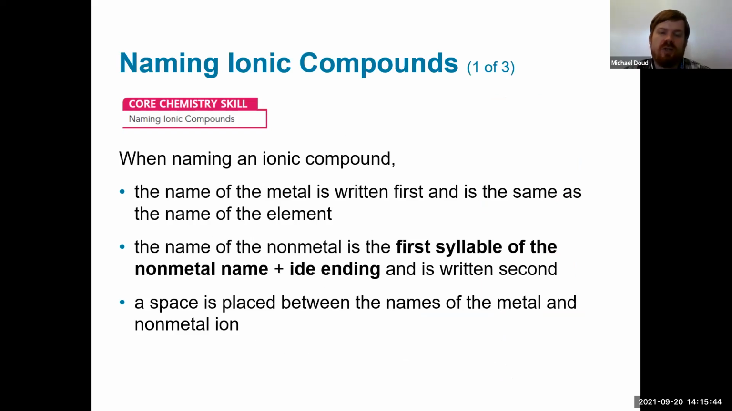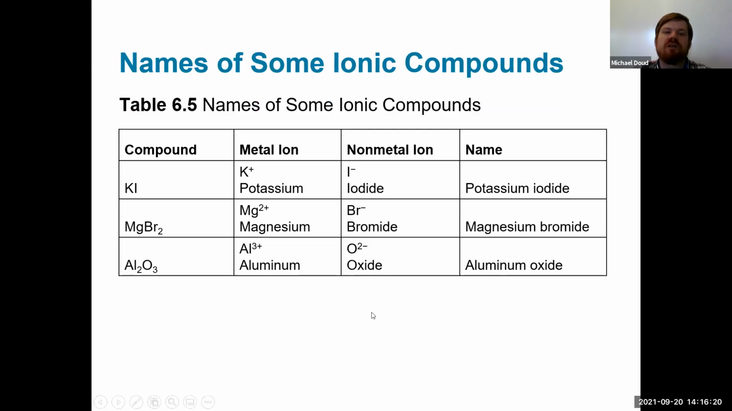Okay, so when you name an ionic compound, the name of the metal is always written first, and it's the same as the name of the element. So the sodium in sodium chloride is the same as the name for sodium, right? Now, the non-metal ion, assuming you have a non-metal anion, is the first syllable of the non-metal name with the IDE ending. I already told you this before, but it's always good to review. Chlorine, when it picks up an electron, forms the chloride ion. That's why sodium and chlorine combine together to form sodium chloride. And just note there's still a space between the names here.